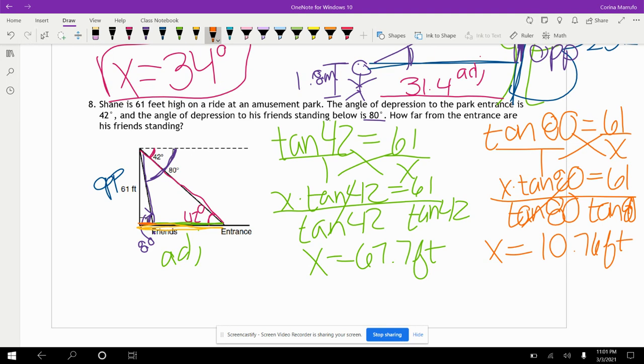Now for me to find this tiny little section, the distance from the friend to the entrance, I'm going to subtract those. So 67.7 minus 10.76 is going to give me 56.99. So that's going to round to 57 feet.